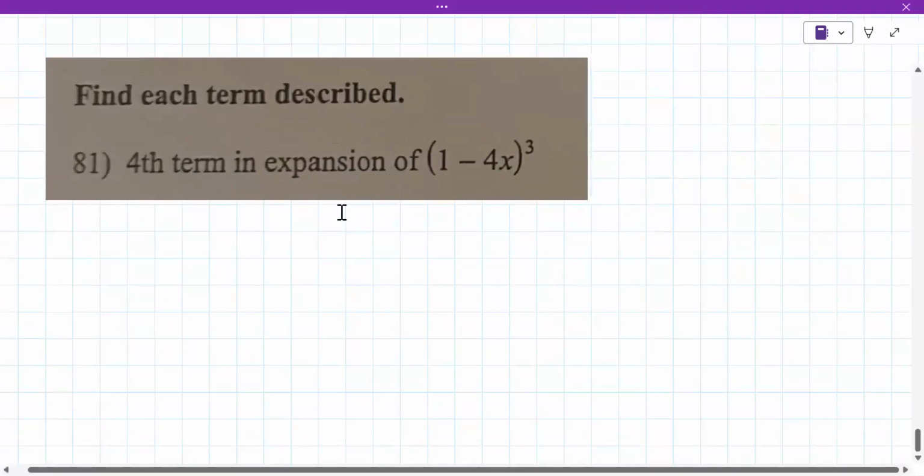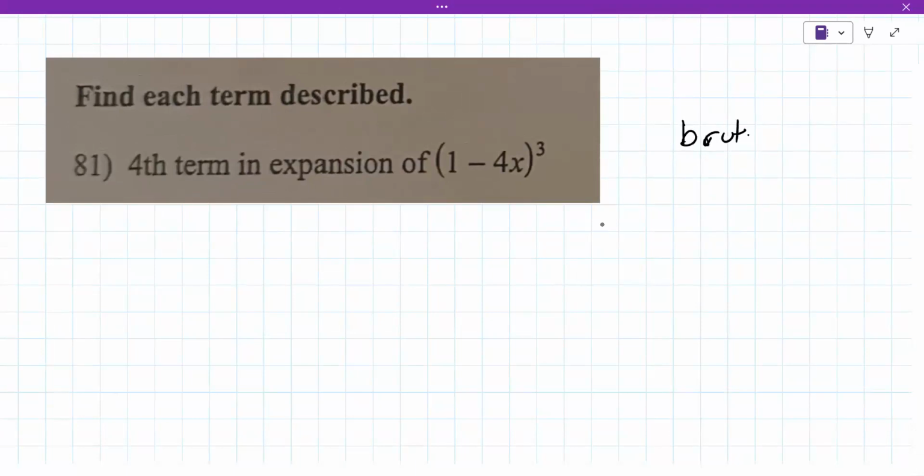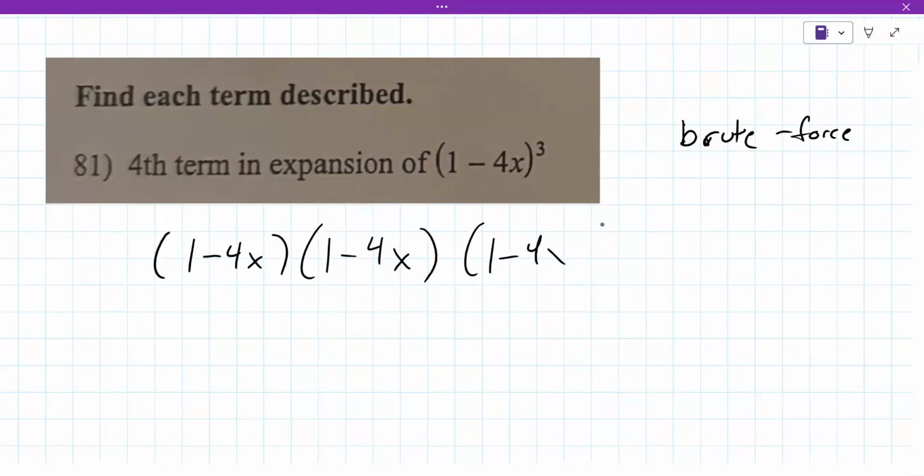We could do a whole lesson on 81 and we're not going to because we don't have that much time. You might have heard this brute force method, or someone might refer to using brute force. It means you're just going to do it the hard way because it always works. Sometimes that's a good idea, but there is a better way. For example, here, what this means is 1 minus 4x times 1 minus 4x times 1 minus 4x. We do not need to FOIL this.